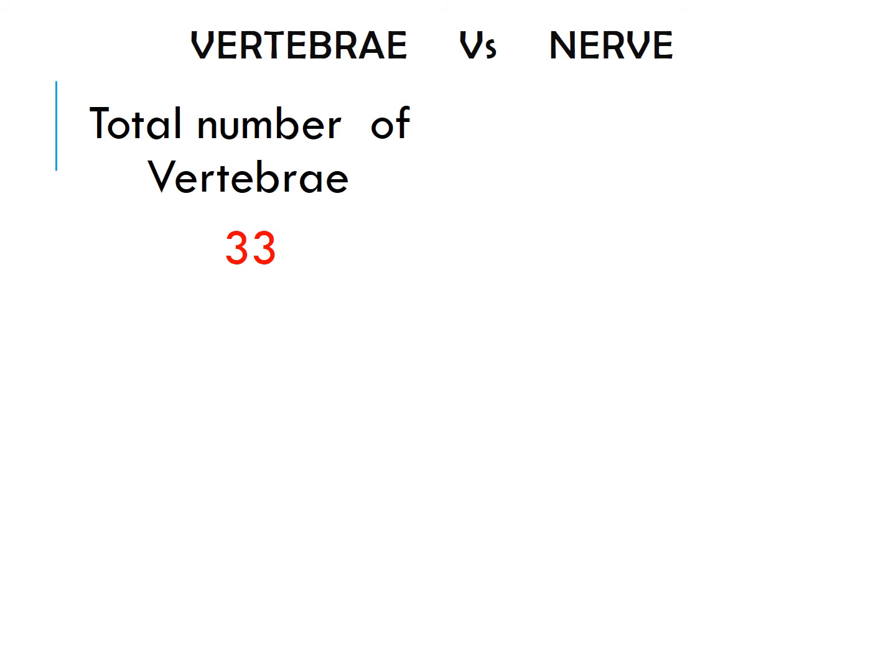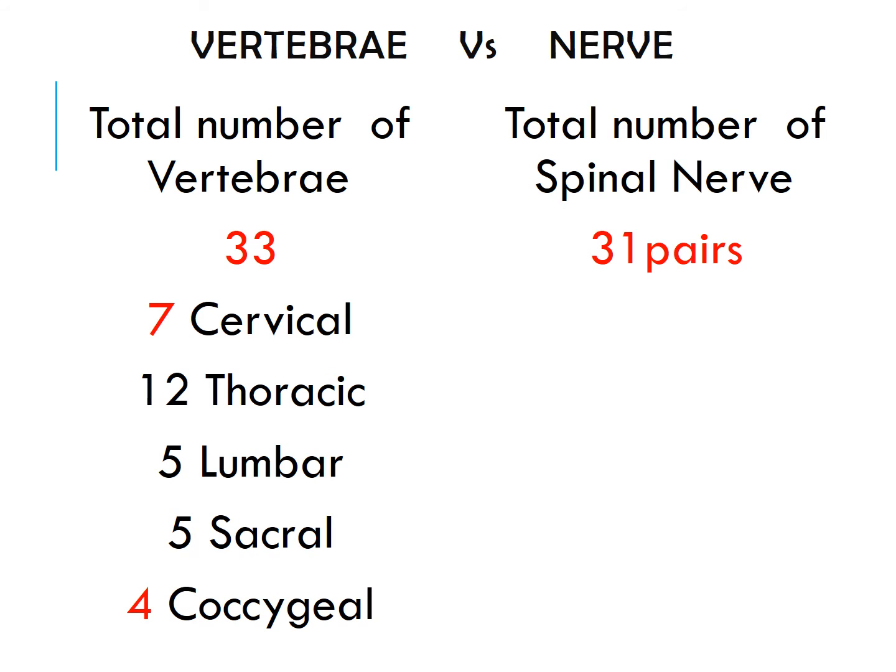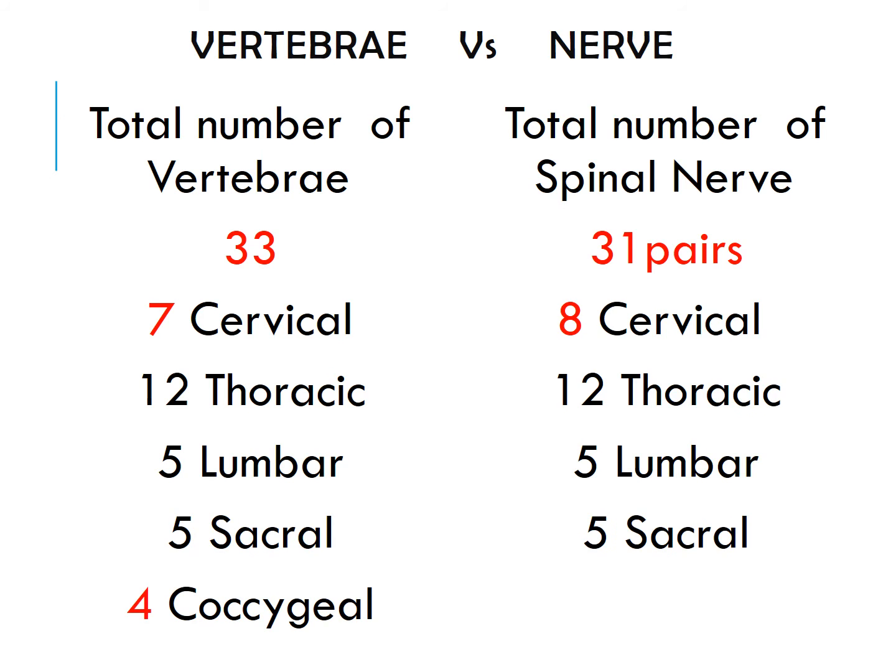Now let us have a discussion of the vertebrae versus the nerves. Total number of vertebrae is 33 and the total number of spinal nerves is 31 pairs. So the 33 vertebrae include 7 cervical, 12 thoracic, 5 lumbar, 5 sacral, and 4 coccygeal.